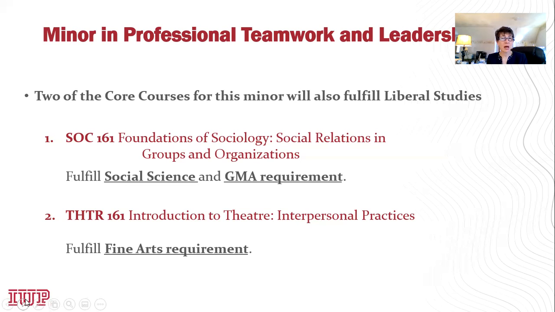Now, even if you decide not to participate in the minor, it will still fulfill your social science requirement and your GMA requirement. So if you decide to take it, but decide not to pursue the minor, it is not a wasted course. It still is fulfilling 2 requirements. The second required course for the minor is Theatre 161, which does fulfill your fine arts requirement. So again, those are 2 courses that you can sign up for right now that will, if you decide to pursue that professional teamwork and leadership minor, be 2 courses that are required.